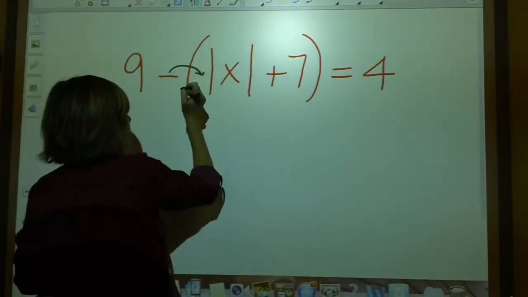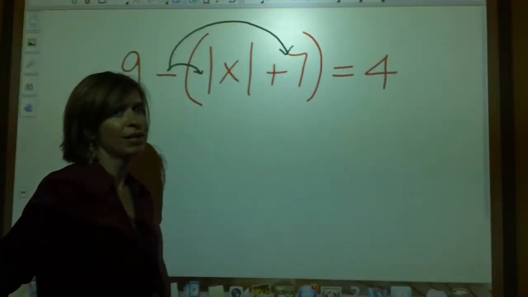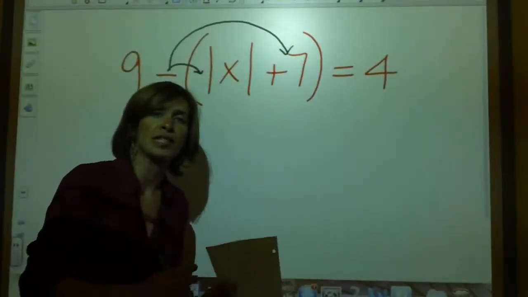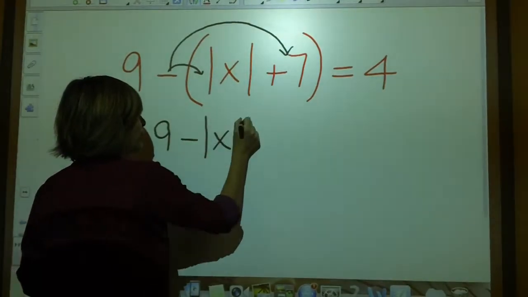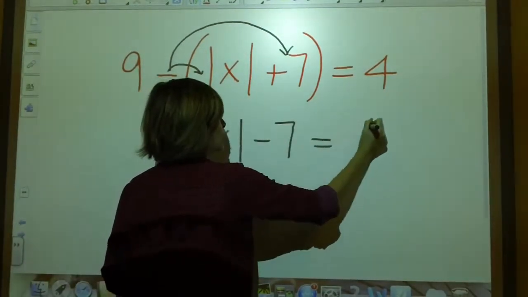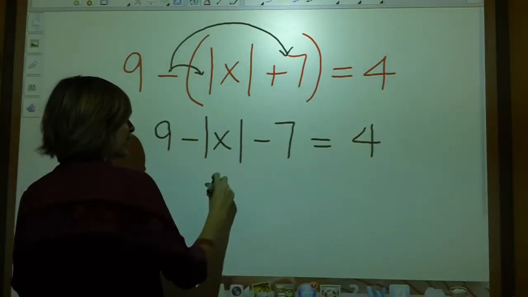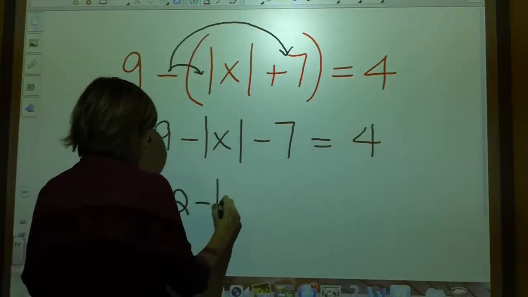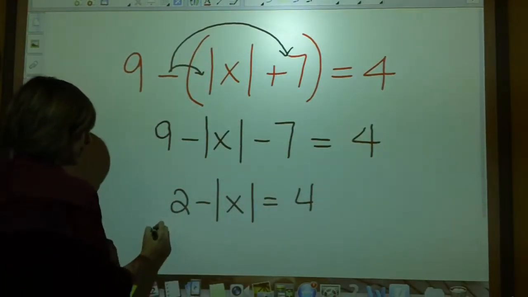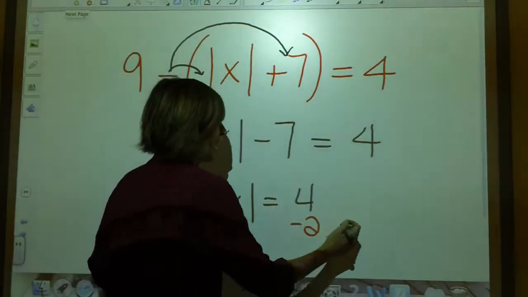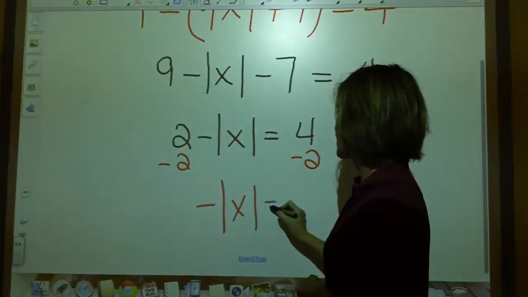That negative has to come in front here and be multiplied to it, and it also has to go to the 7 before you can balance the equation. Remember, you have to get rid of the parentheses before you balance. All right, so I'm going to get 9 minus the absolute value of x minus 7 equals 4. Now I'm going to combine the 9 and the negative 7, and I get 2 minus absolute value of x equals 4. I'm going to subtract 2 from both sides, and you get negative absolute value of x equals 2.